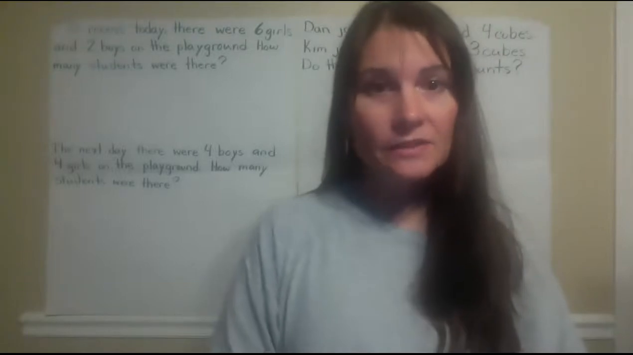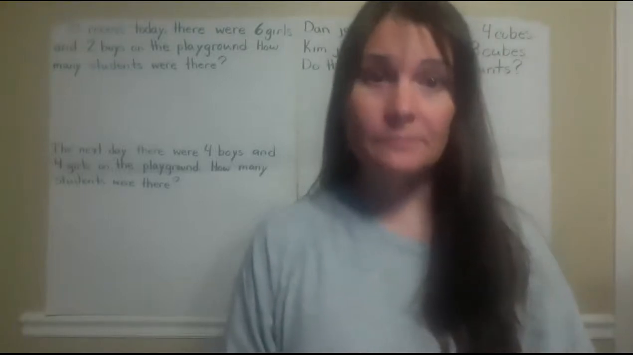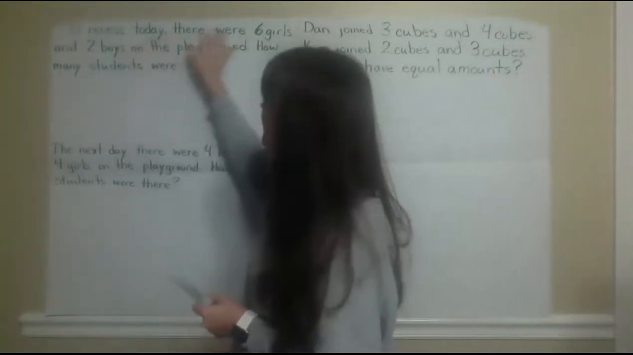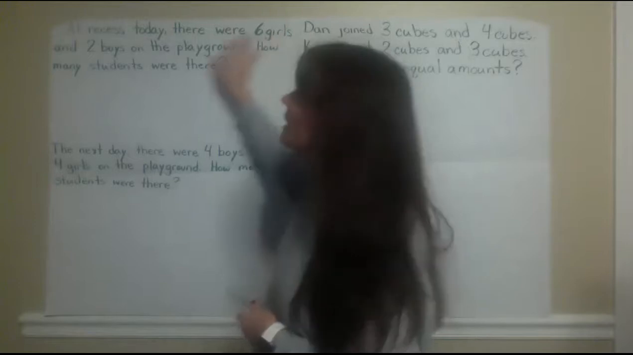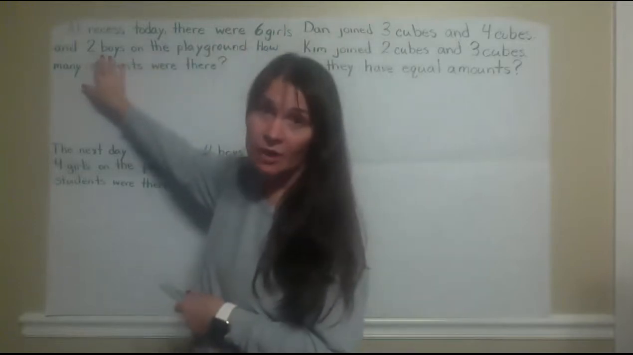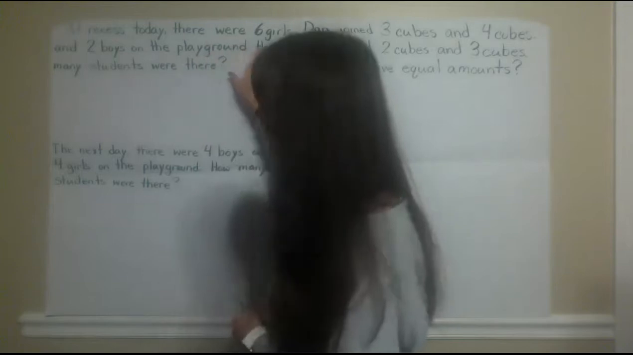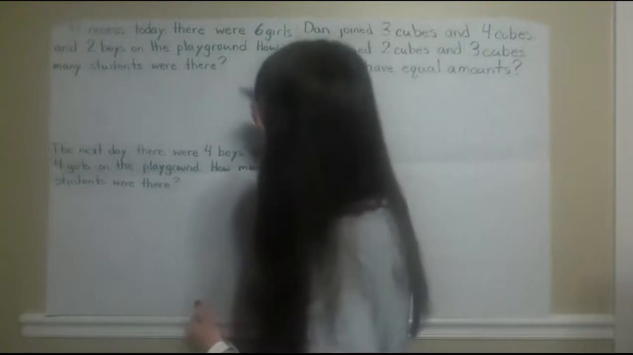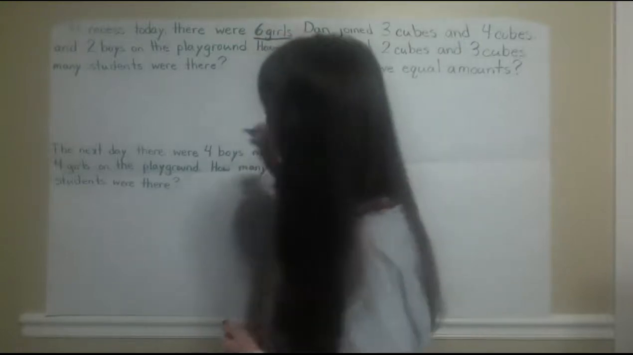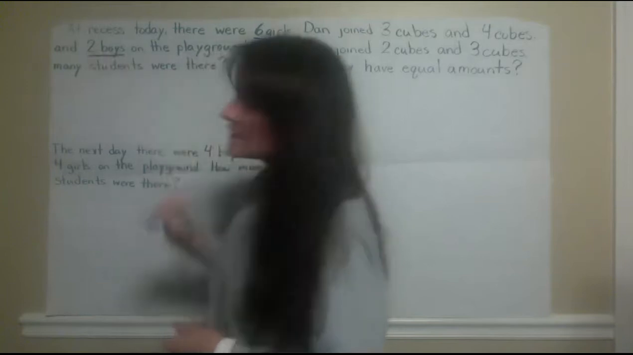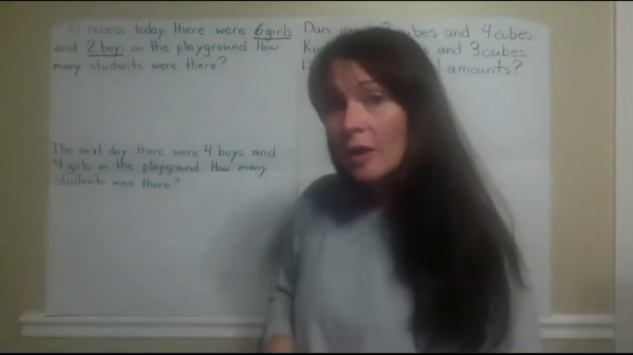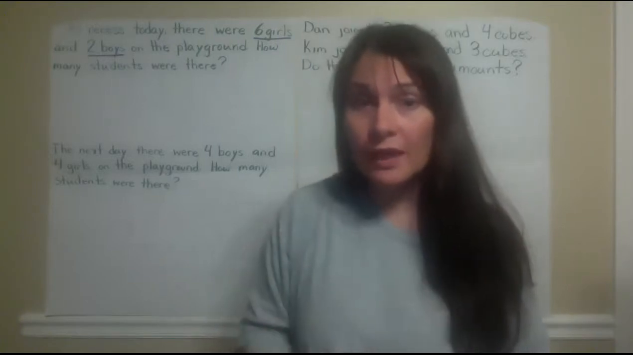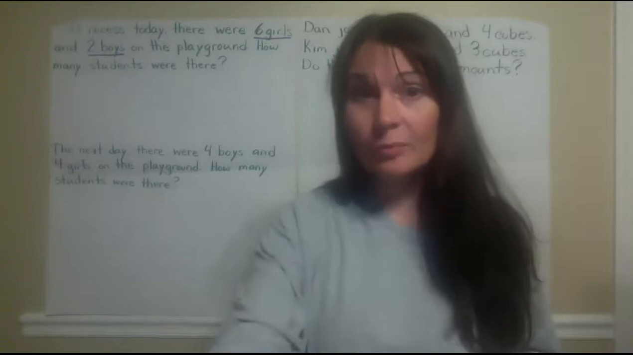All right, guys, let's go ahead and start with our first pose. At recess today, there were 6 girls and 2 boys on the playground. How many students were there? If there were 6 girls and 2 boys on the playground, how many students were on the playground? Go ahead and use a model and an equation to solve. Hit play when you're ready.